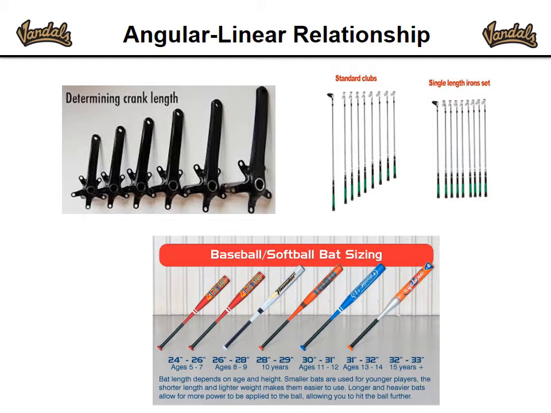Each one of these allows for greater club head speed at the sweet spot, as opposed to a smaller, easier to control, lower velocity movement of the bat. So what we're going to talk about is, when this portion of the bat, the sweet spot, contacts the ball, could we actually say what the velocity and the linear component of that ball coming off is? And yes, we're going to talk about that.